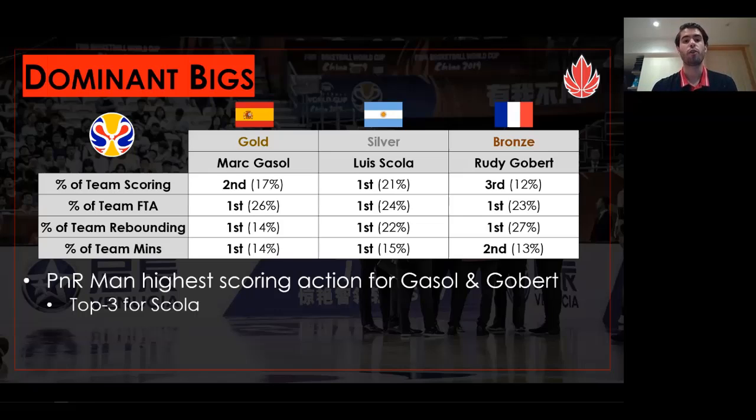So for both Gasol and Gobert, the pick and roll man was their highest usage scoring action, and it was top three for Scola. So it is key, again, in terms of creating efficient offense for these particular teams. And I'm going to show you a quick video here to just illustrate a little bit more on the impact that the roller has in creating these advantages on the offensive end for these teams.